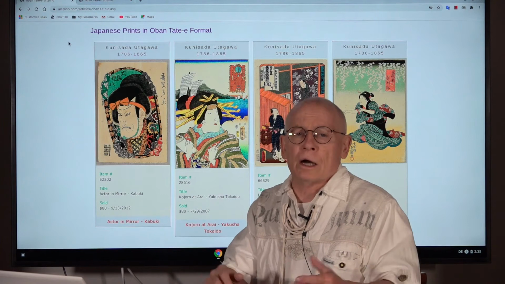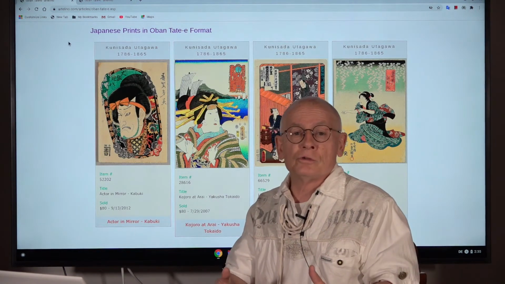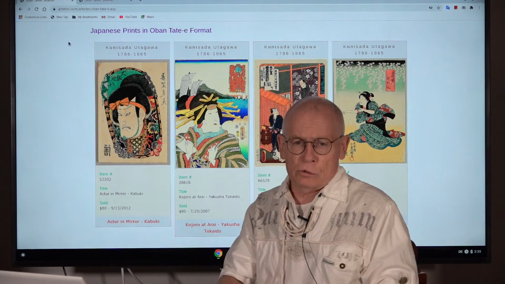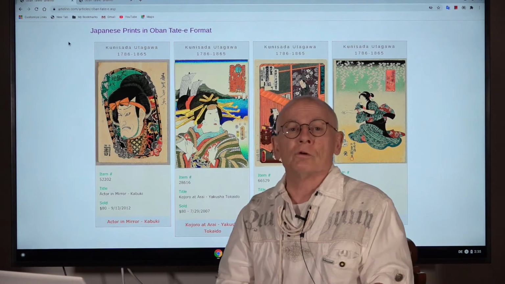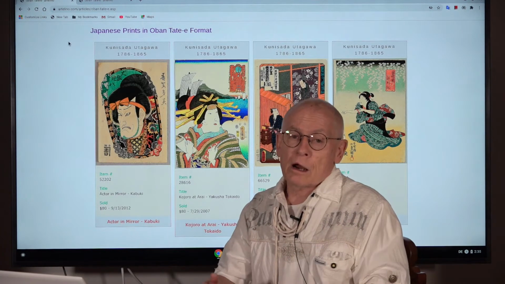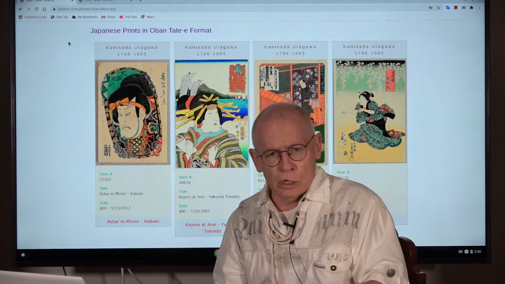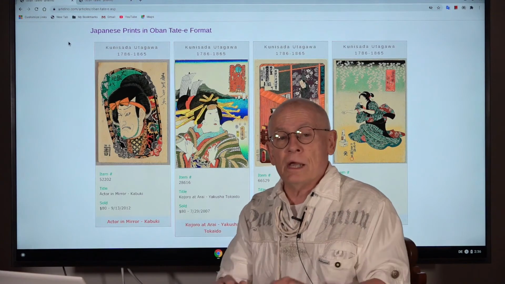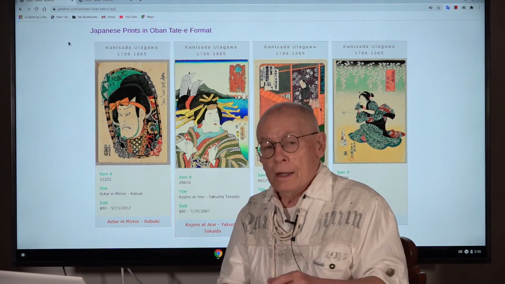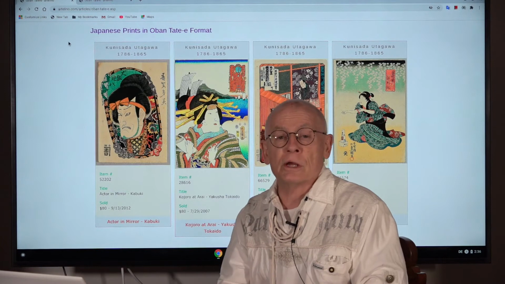So what is Oban? You will find it in two versions, either as Oban tate-e or as Oban yoko-e. But before I explain it, let me go back a few decades when I was so much younger than today. When I was a young man, I started collecting Japanese prints, and that was in Munich. And I went to an auction house where I bought my first Japanese prints.